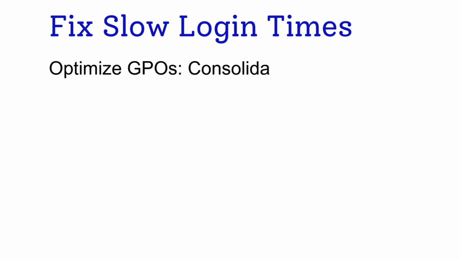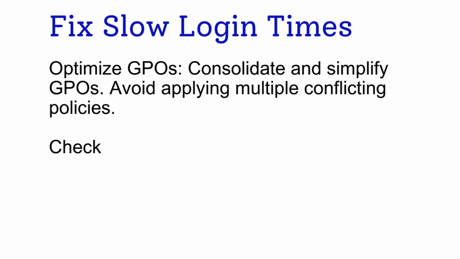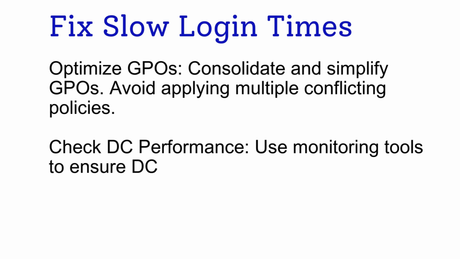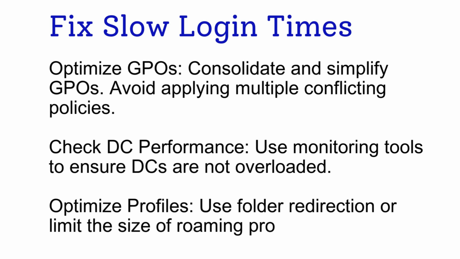To fix the problem, we can optimize the GPOs. Consolidate and simplify GPOs to avoid applying multiple conflicting policies. We can check the domain controller performance. Use monitoring tools to ensure domain controllers are not overloaded. We can optimize the profiles as well. Use folder redirection or limit the size of roaming profiles.